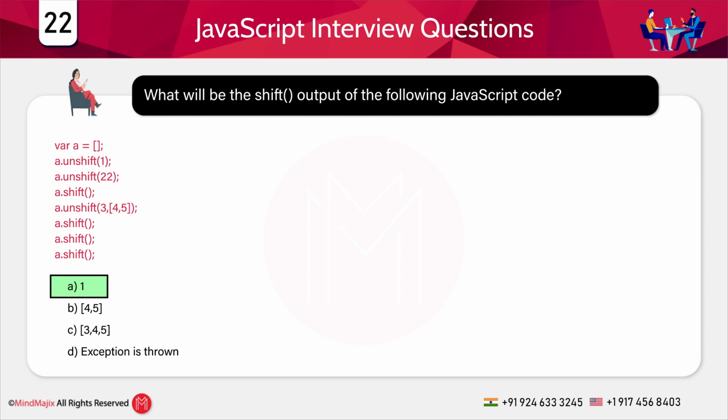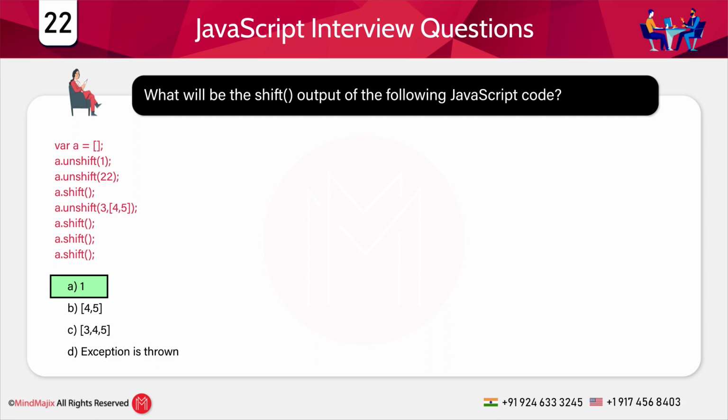After that, again unshift. After 22, the values 3, 4, 5 are added. Here the array 4, 5 is a single element. So 3 is the first element, the second element is the array 4, 5, and the third element is 22. So after this instruction, there will be 3 elements: 3, array 4, 5, and 22. After that, the shift method is called 3 times.